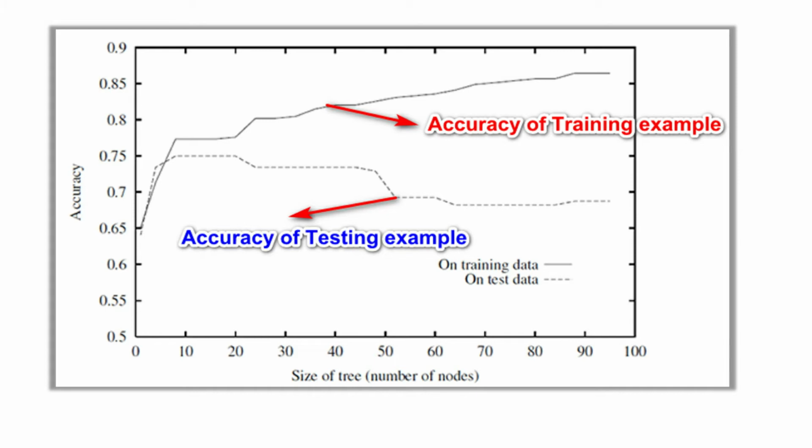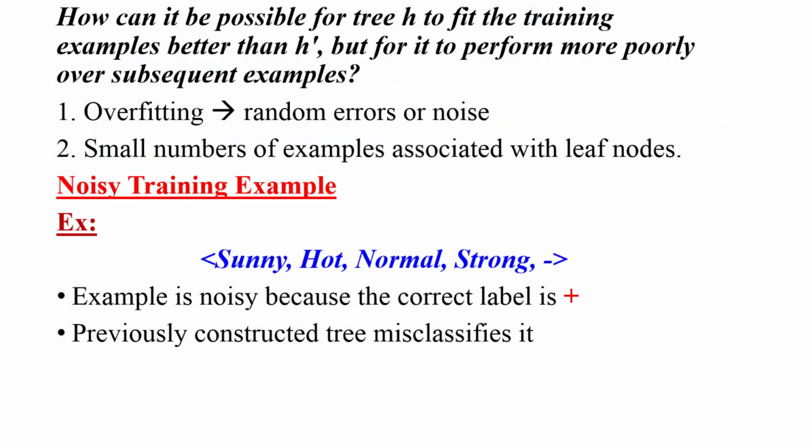The accuracy of the tree over the training examples increases gradually as the tree grows. However, the accuracy measured over the independent test examples, shown by dotted lines, first increases, then decreases. Once the tree exceeds approximately 25 nodes, the tree decreases its accuracy over the test examples despite increasing its accuracy on the training examples. How is it possible for tree h to fit the training example better than h', but for h to perform more poorly over subsequent examples?